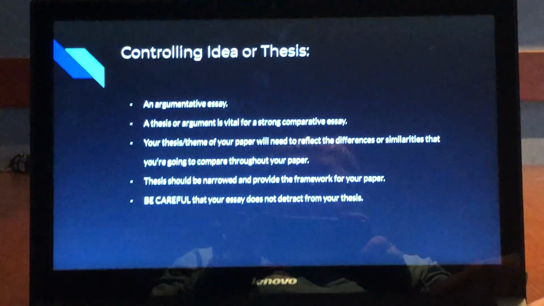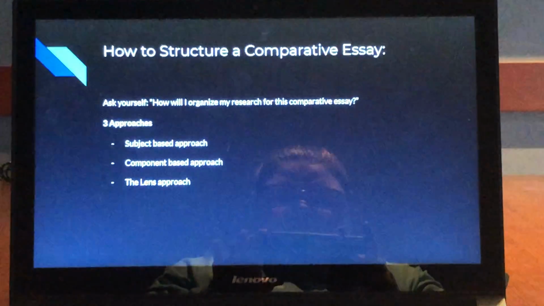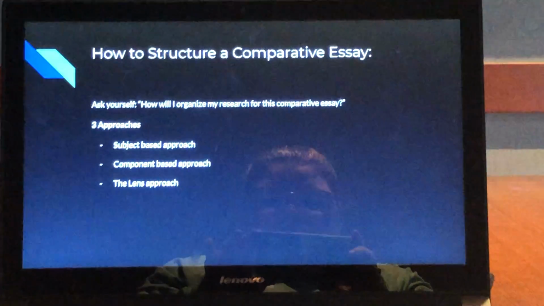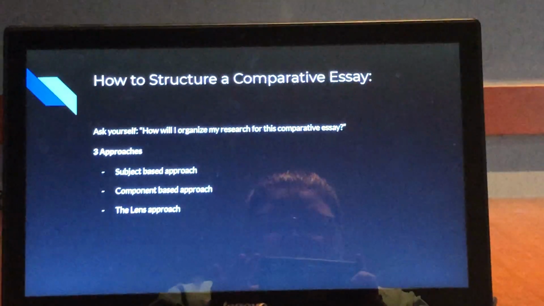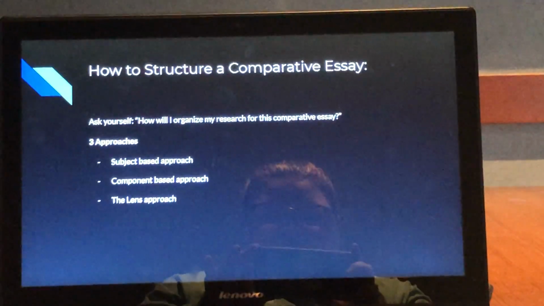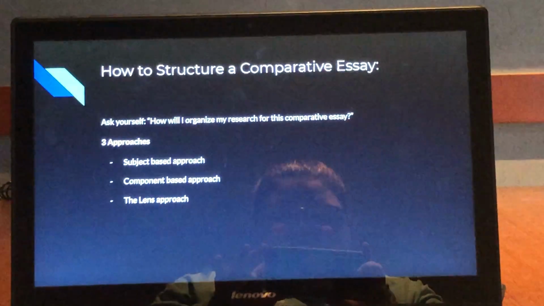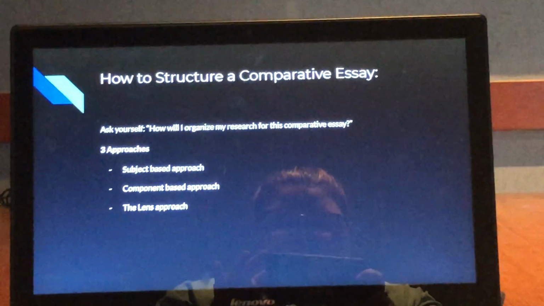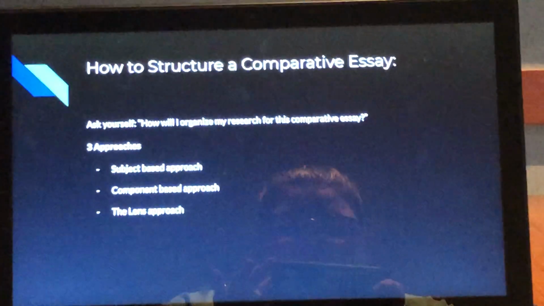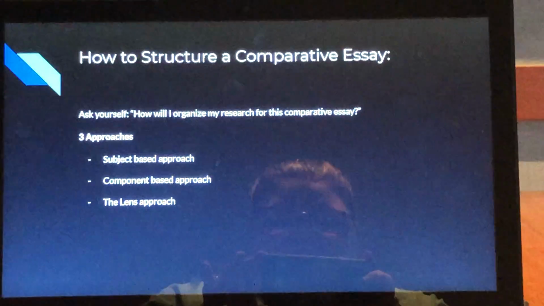And so how to structure a comparative essay. As you're writing your essay, you want to be asking yourself, how will I organize my research for this comparative essay? Like I said before, you want to try and find that narrow topic, narrow it down as much as you can, keep your research narrow.